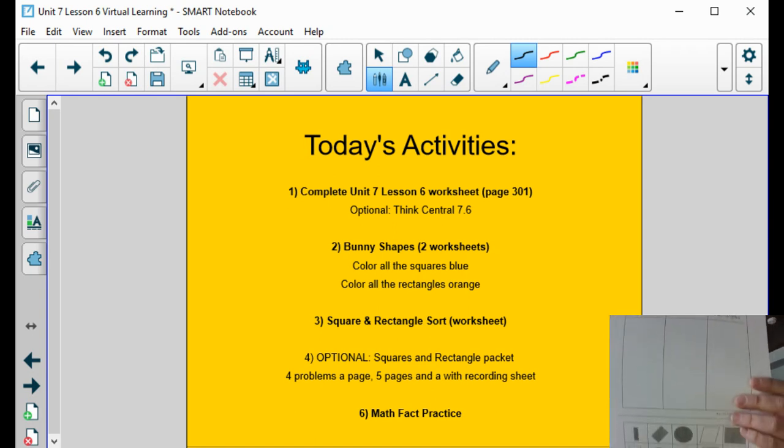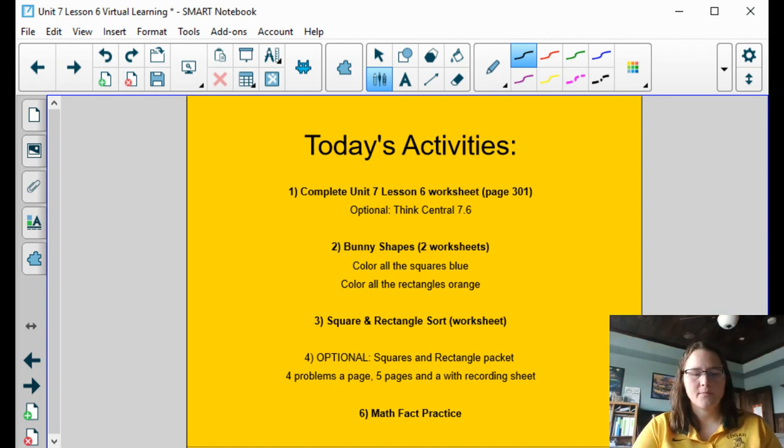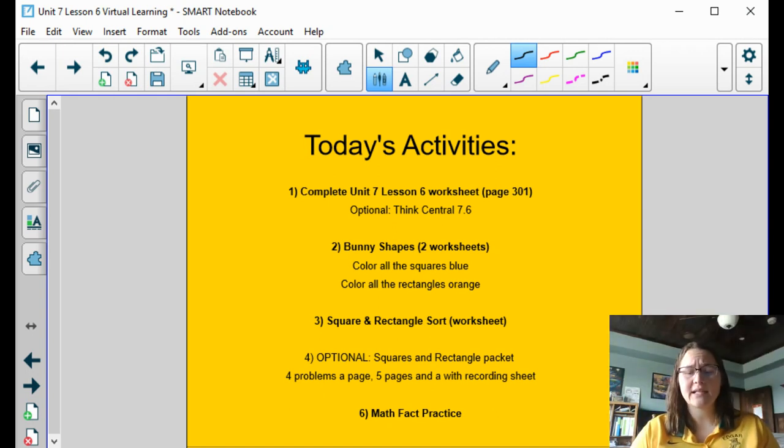All right. After that, you have one more worksheet. This worksheet is a sort. So you're going to have to cut out those shapes on the bottom and paste them in the right column. If it's a square, it's going to go in the first column. If it's a rectangle, and if it's not a square or a rectangle, I want you to put it over here in the column that says not squares and not rectangles.